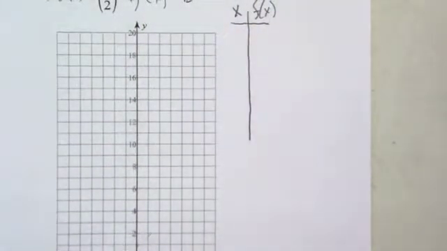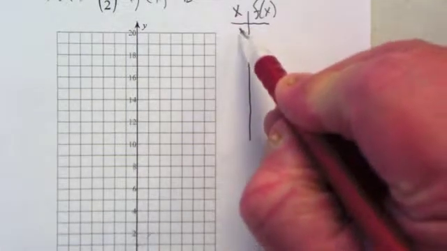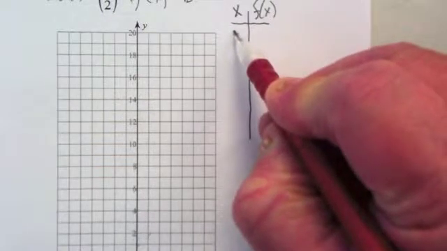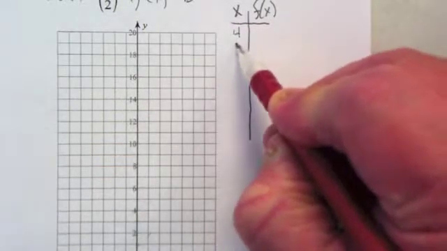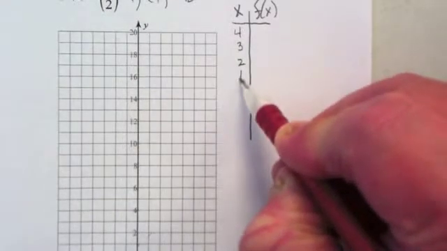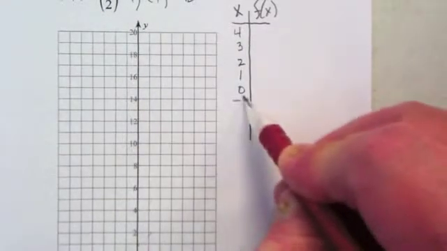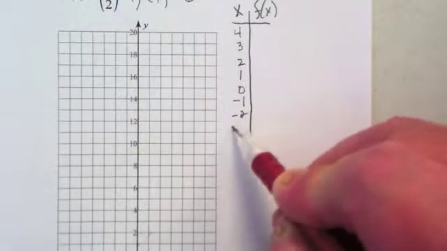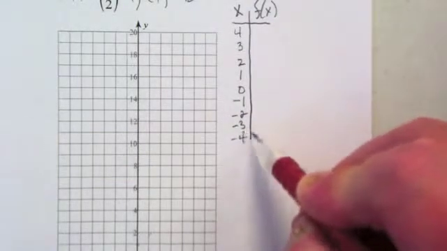Now we need to plug in some values, and we can plug up to a 4 because using 4 on a half, that'll give us 16. That's on our graph. Okay, so let's just try. Let's start with 4, 3, 2, 1, 0, -1, -2, -3, -4.